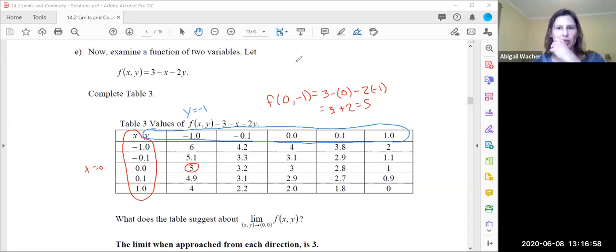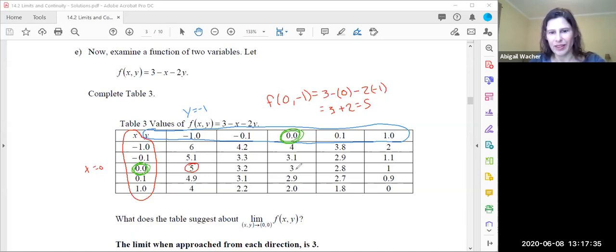Okay, so now that you've got this, you ask, what does the table suggest about the limit as x, y goes to 0, 0 of f of x, y? Well, let's try and look at the table and see if we can figure that out. So I'm going to focus on one column and see what happens as we approach 0, 0. So that's this one. Maybe I can use a new color. Let's go green. So 0, 0. So that's this y value, and then 0, 0 on the x value. So that's 0, 0 there.